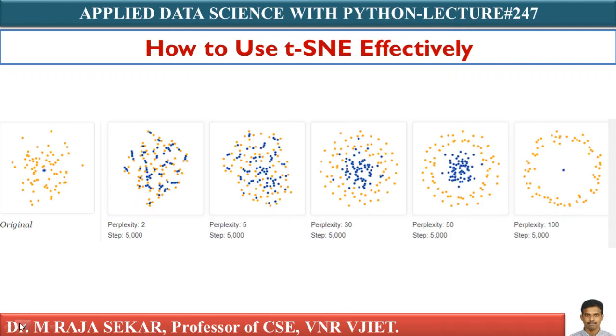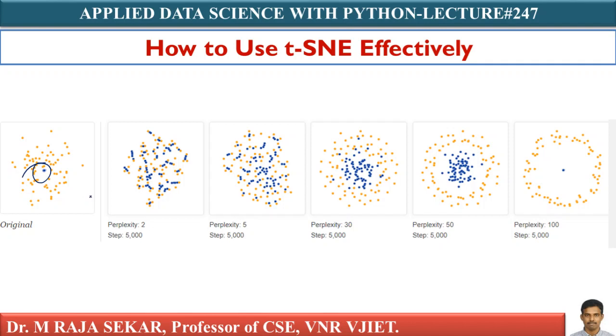Just imagine that I have a set of blue points. Just see, this is my original data set. Imagine that I have a set of blue points inside my orange points. Suppose I have a set of blue points which are very, very dense. Just observe the blue points. These blue points are very, very dense inside my orange points.